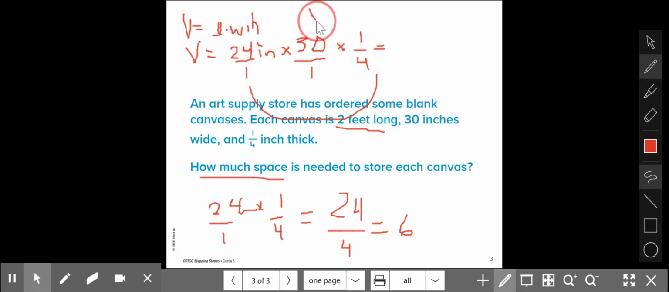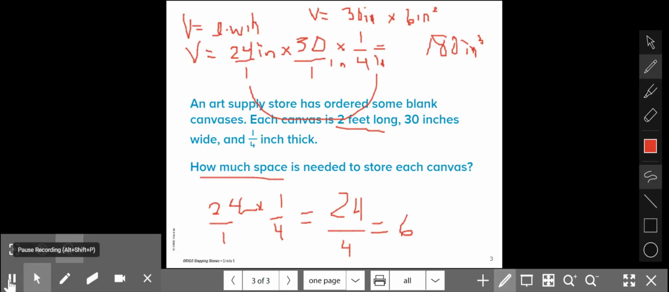So my volume now, I still have 30 inches. I'm going to multiply that times 6 inches. I'm sorry, I should have put my inches by each one of these. I've got 3 measurements in inches now. 30 by 6 is 180 inches cubed.